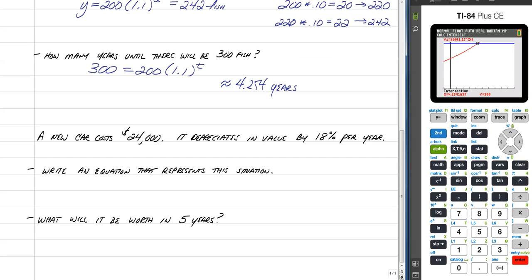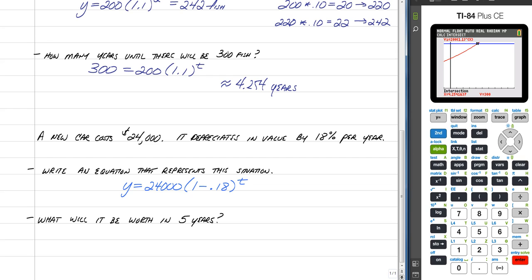Go ahead and give it a try. If you came up with y is equal to 24,000 times 1 minus 0.18 raised to the t, you are correct. The initial value is $24,000 and it depreciates, which means it's decaying by 18%, 0.18. And then we're just going to use it.